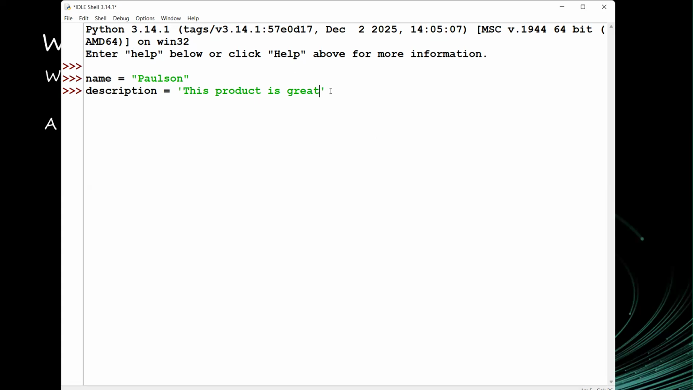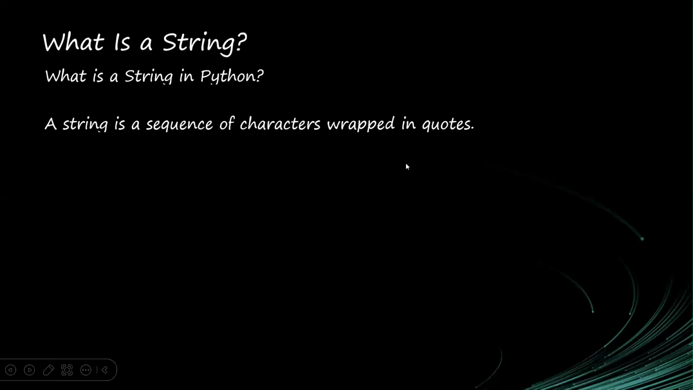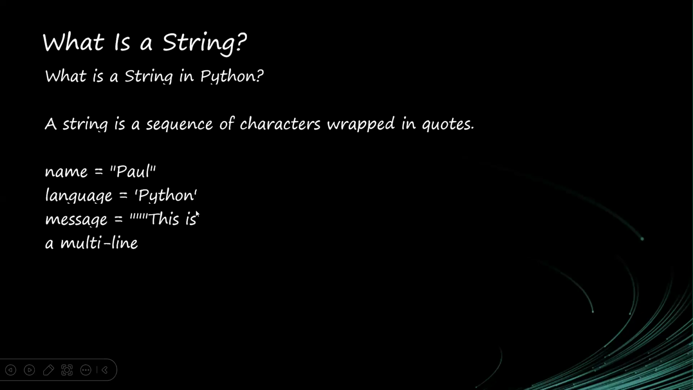So any value that you want to store or use in your Python that has to do with text or a sequence of characters, that value's data type is string, and you have to put it in quotes. It's either in double quotes, single quotes, or even triple quotes. So this is an example. Name is equal to Paul. Language is Python. You can see I have single quotes here and double quotes. They can also be triple quotes too.